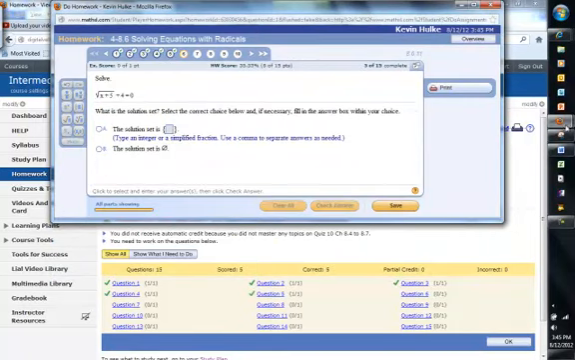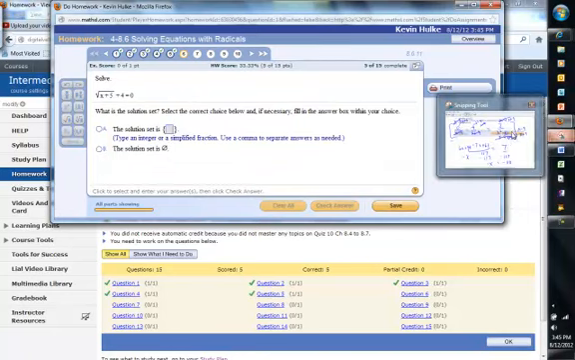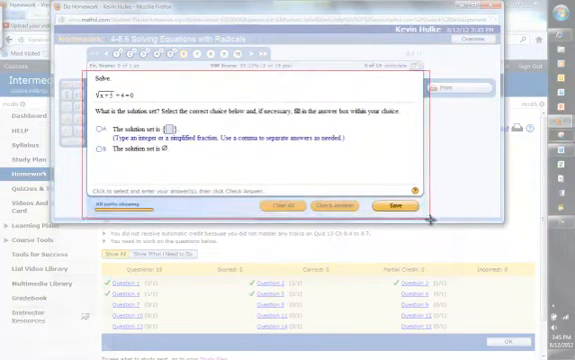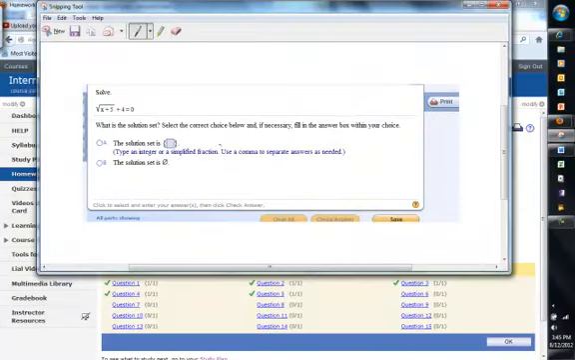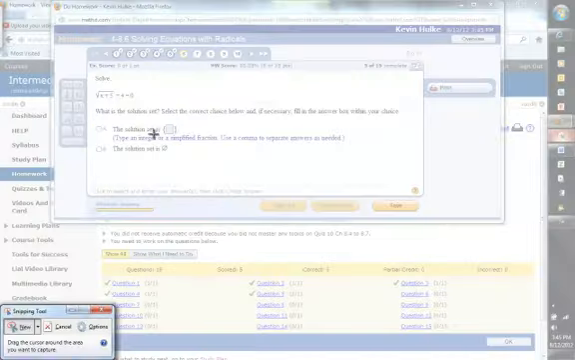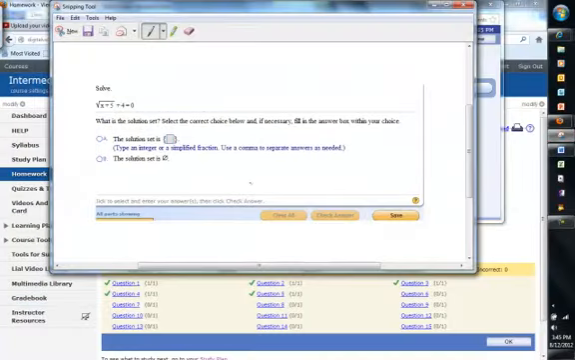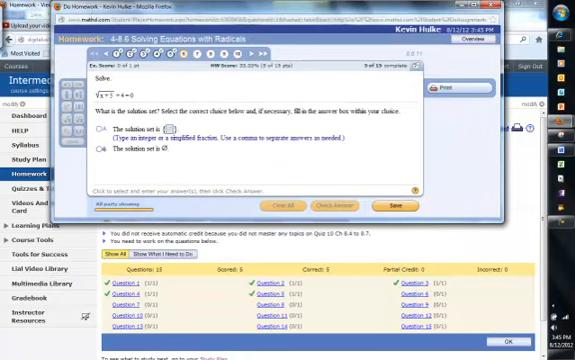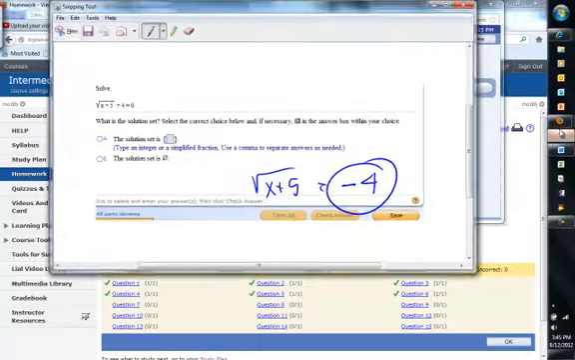Number 6. Let's put the, oops, I gotta X this. Let's put the square root all on its own. So we have square root x plus 5 equals negative 4. How does it equal negative 4? Well, you can't have a square root that's negative, so there will be no solution. Next one.